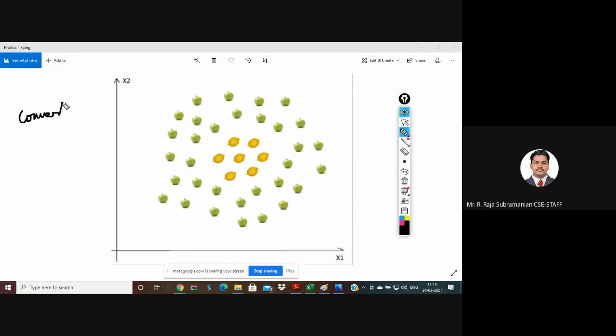Converting from lower dimension, say 2D, to a higher dimension, to any higher dimension that you want, you can actually use something called a kernel. So we have various kernel functions. For this, we can use something called a kernel. So this kernel, we actually call a kernel trick.